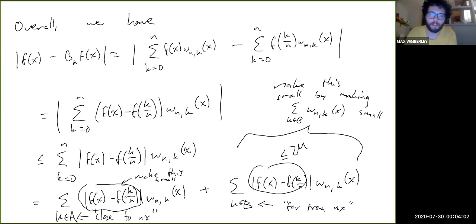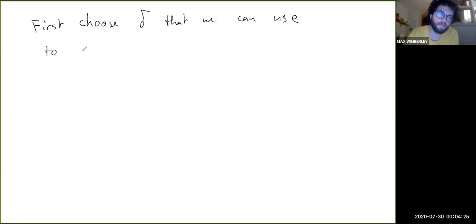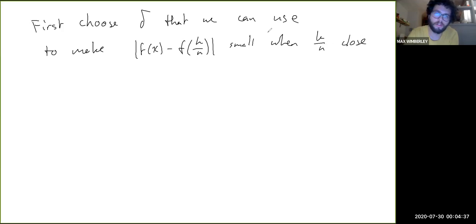So the point is, first we want to choose a delta that we can use to make f of x minus f of k over n small when k over n is close to x. When k over n is within delta of x, we can make this small, right?